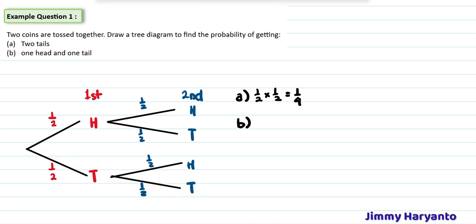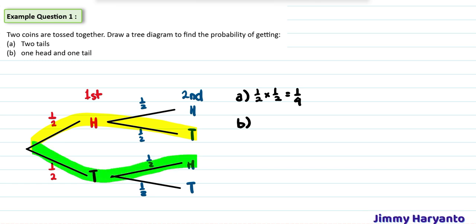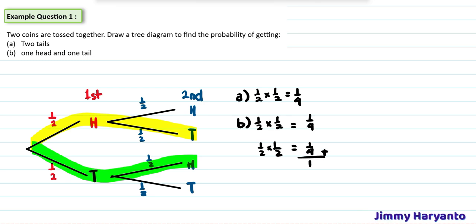And then second is one head and one tail. For one head and one tail, we have two paths right here, like this. So you have to calculate it twice, half times half for the first one, and then half times half again for the second one. This one is 1 over 4, this one is 1 over 4, and then you have to add the probability. You'll have half as the final result.